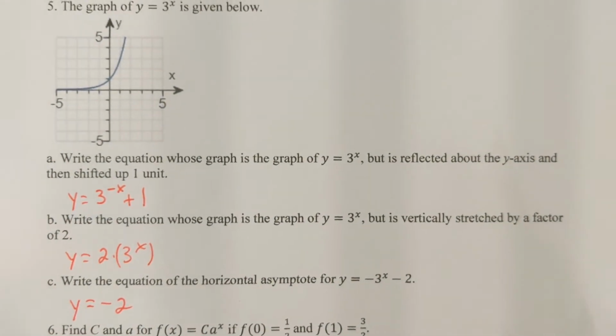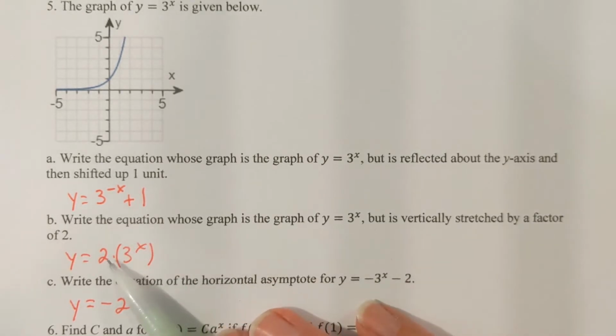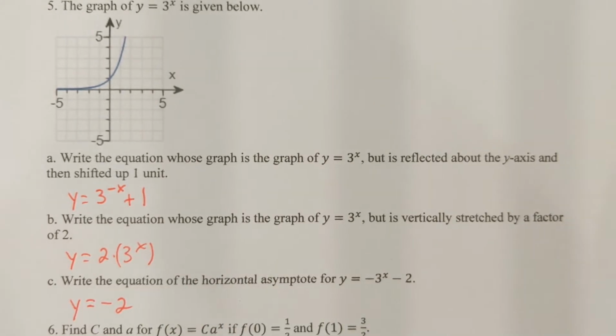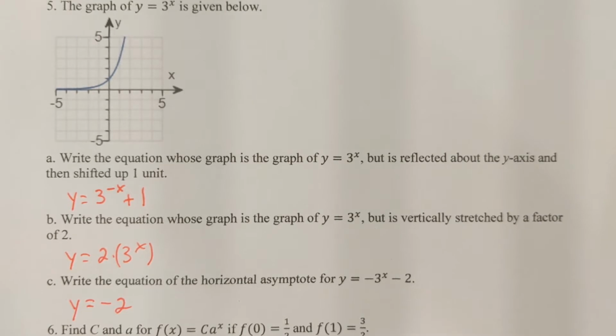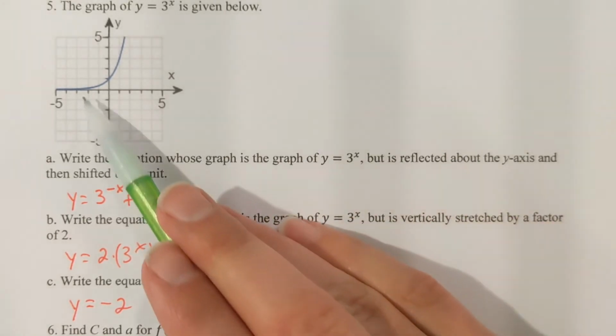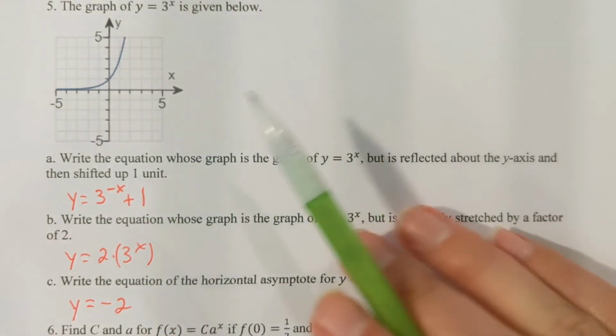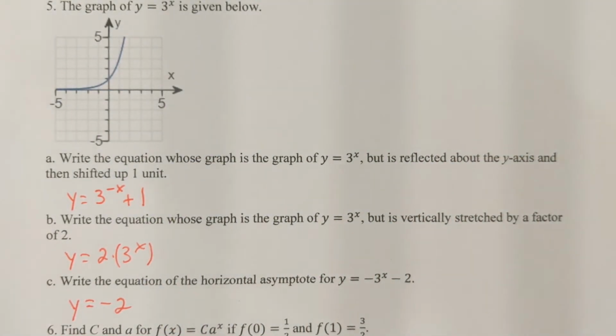Part B, write the equation whose graph is y equals 3 to the x, but is vertically stretched by a factor of 2. Okay, vertically stretched by a factor of 2 means that I would just throw a 2 in front of the expression 3 to the x, and of course that would mean I'd multiply the y values by 2 on all the points on this graph, and I'd be stretching the graph out vertically. That would make the graph get closer to the y-axis there on both sides.